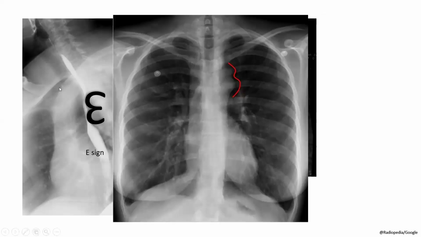This is another 3 sign which is described on a chest radiograph, again in a case of coarctation of aorta, but this is because of the coarctation itself in the aorta. So here we can see there is coarctation in the aorta giving 3 sign.